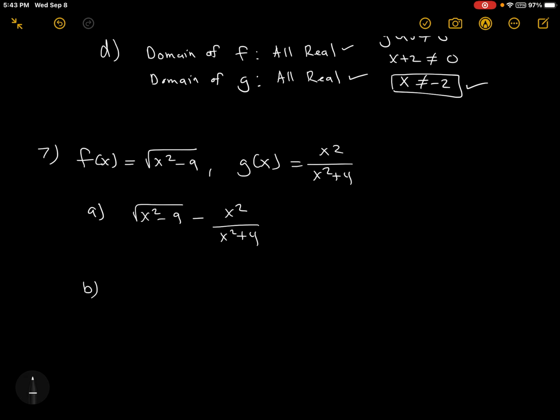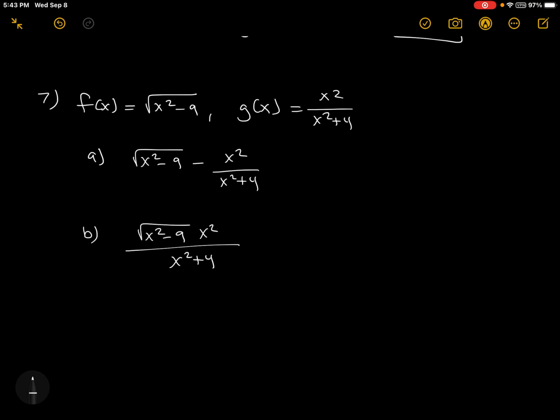Okay, so part B asks us to find f of x times g of x. And quite simply, I'm just going to write the product of the square root of x squared minus 9 times x squared, all over x squared plus 4. Don't try to do anything fancy and multiply the x squared into the x squared minus 9. Just leave it outside. You can even put parentheses over here if you want.